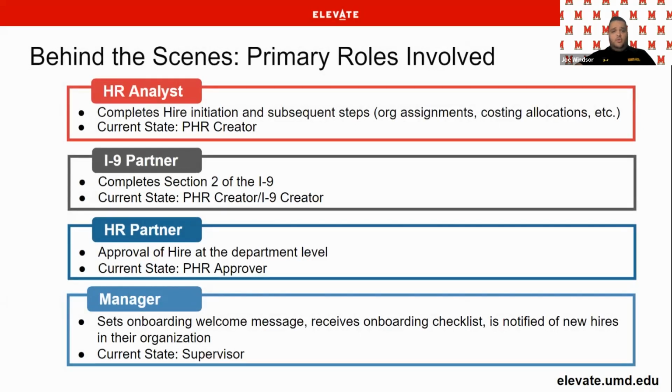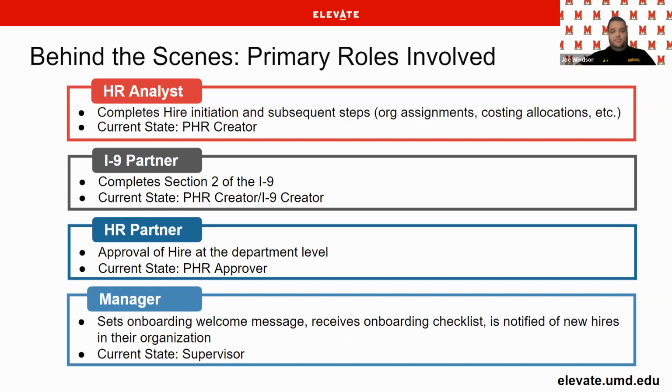So let's discuss the roles involved in the hire and onboarding process. First, we have the HR analyst. The HR analyst serves as the initiator at the unit or department level. This role is similar to the PHR creator. Second, the I-9 partner. The I-9 partner could be the same person acting as the HR analyst, but it could be a separate individual who is given the I-9 partner role. This role completes section 2 of the I-9.